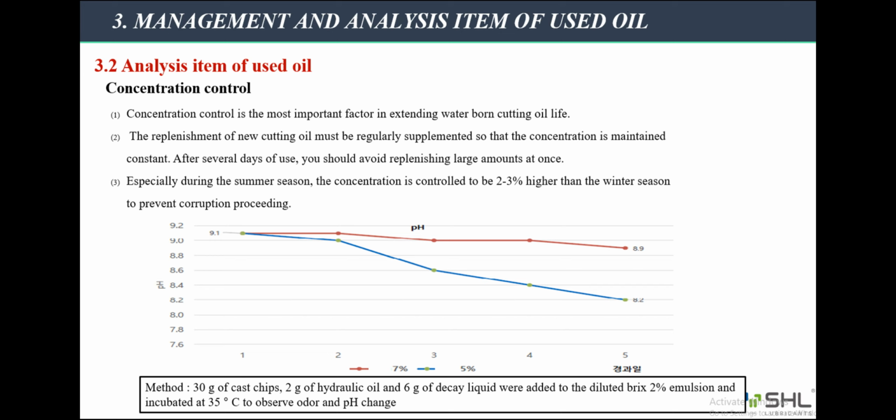In the figure is a graph showing the appearance of odor at 2 different concentrations. At a concentration of 7%, after 5 days, the pH decreased to 8.9. At a concentration of 5%, after 5 days, the pH decreased to 8.2. If the concentration is high, bacteria are less likely to penetrate, so the pH will decrease slowly, and vice versa. If the concentration is 5%, it is easier for bacteria to penetrate, so after 5 days the pH decreases rapidly from 9.1 to 8.2. Therefore, we need to control the appropriate concentration for better oil management efficiency.